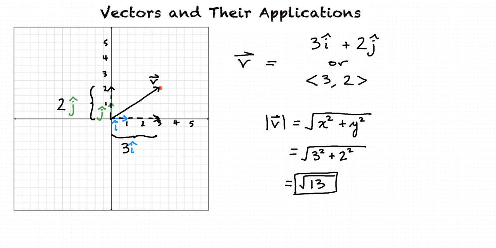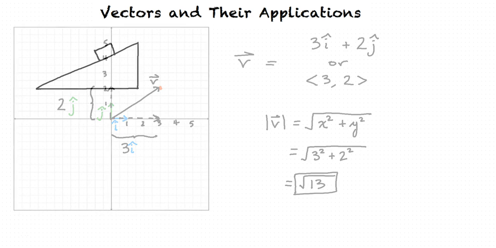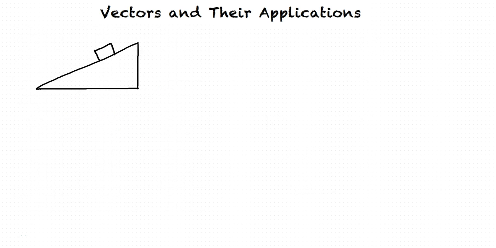Let's look at the classic inclined plane problem. Suppose we have an inclined plane with a given angle of incline theta, and an object of given mass m sliding down the plane. We are also told that there is no friction between the object and the ground.